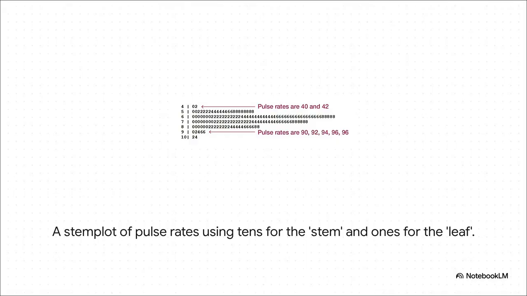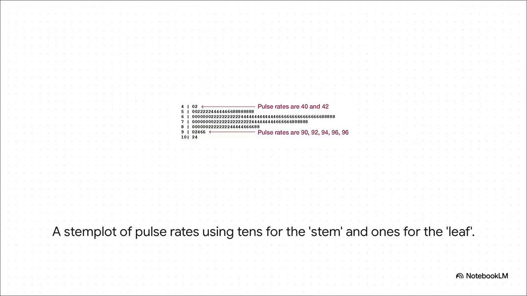Okay, so here's how it works. Look at the very top line. The stem is 4, and the leaves are 0 and 2. This just tells us we have two data points, a pulse rate of 40 and another one of 42. When you see it all together, it's kind of like a bar chart that's been turned on its side, but it's one where every single original number is still perfectly visible.